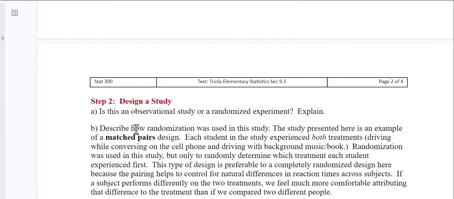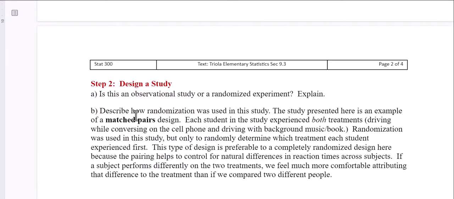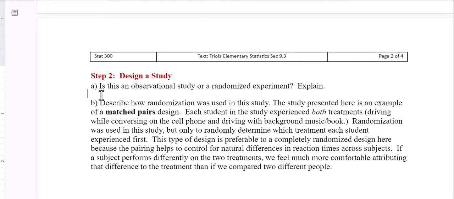So we want to know, does cell phone use delay the driver's reaction time while driving? And then, is this an observational study or is this a randomized experiment? And how can you tell? So this is back to chapter 1. How do we know? Are we observing or do we have an experiment? Remember, an experiment is when you have a treatment and a control group. And in this case, we do have a treatment and a control group. So this will be an experiment.